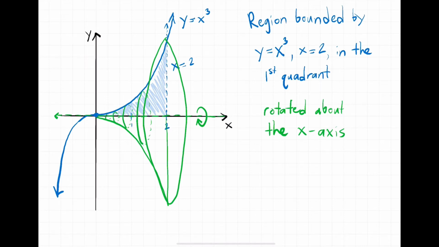Now our next step should be to try and imagine what happens if we slice this solid up in slices that are perpendicular to the axis of rotation, and we'll get a whole bunch of different little disks, little pancakes that all line up along the x-axis. How can we work out what those pancakes look like?